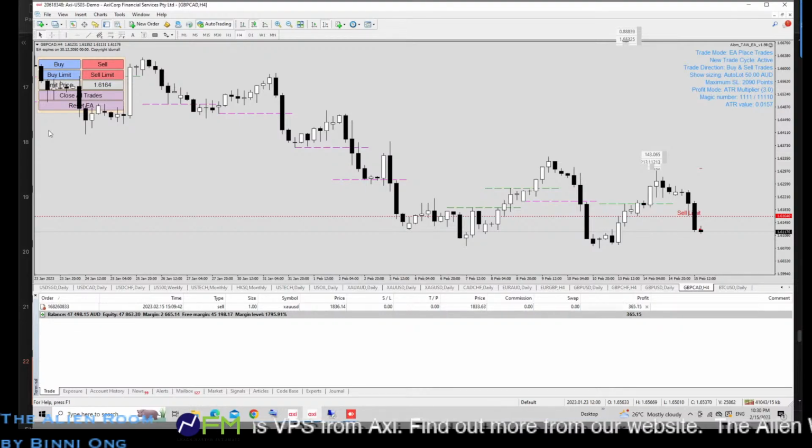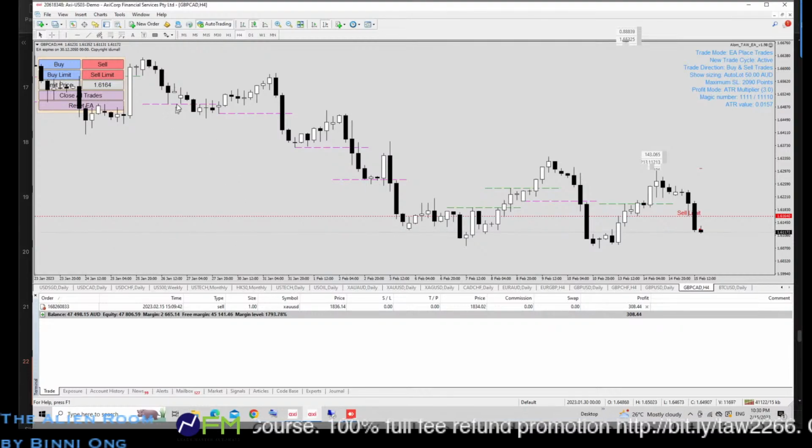Does Alum EA2 require the indicator dashboard to be working? No. Alum doesn't need the dashboard to be working. In the platform that you use to trade Alum, we recommend that it should be on a clean chart with no other indicators. Okay.